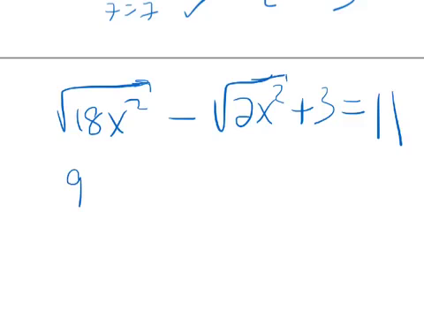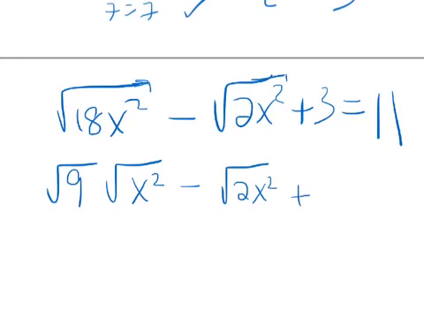Think of this first part as root 9 times root x squared, minus root 2x squared plus 3 equals this. Sorry, there's a 2 there. Don't forget that 2. It's not appearing. There it is. On the video when you watch it, it'll appear in time, but the smart part is delayed right here. Now, root 9, everybody, is? 3.